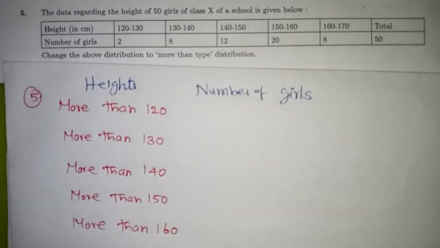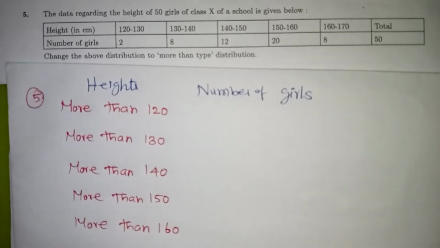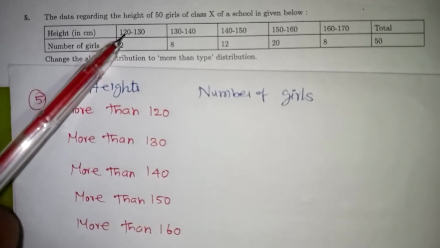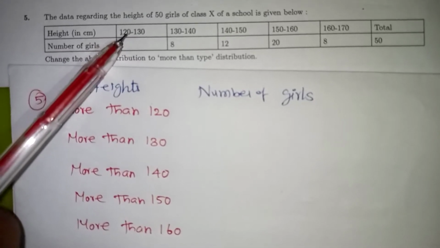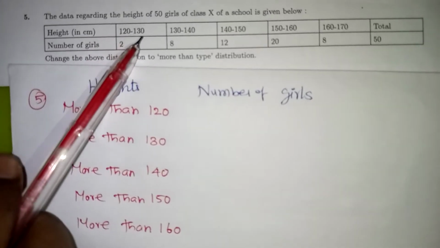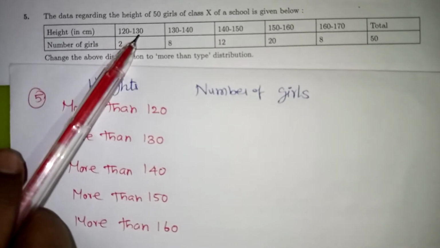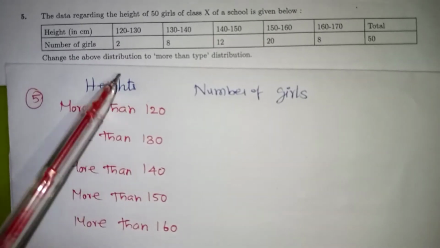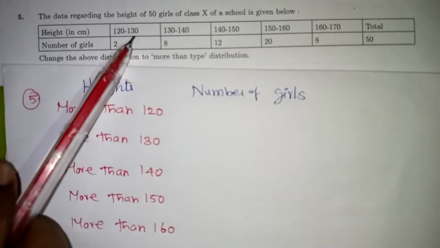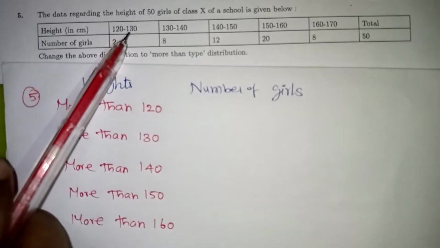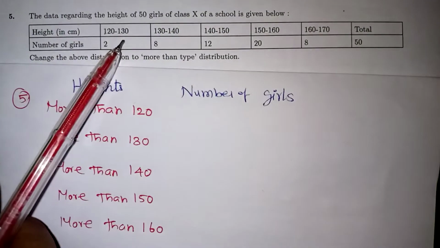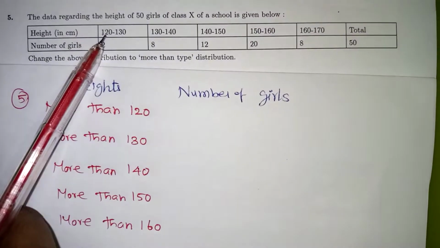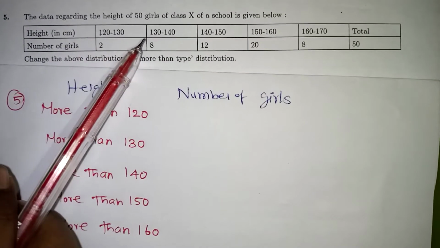Children, keep one thing very clearly in your mind, whatever they are asking. If they are asking for more than type, you have to take the smaller limit. Upper limit, lower limit we have. 120 to 130 means 130 is the upper one, 120 is the lower limit. You have to take the lower limit. More than 120 we have to consider. We cannot start from more than 130 because then the 120 to 130 value will be missing. So for more than type, you just collect all the lower limits. More than 120, more than 130.